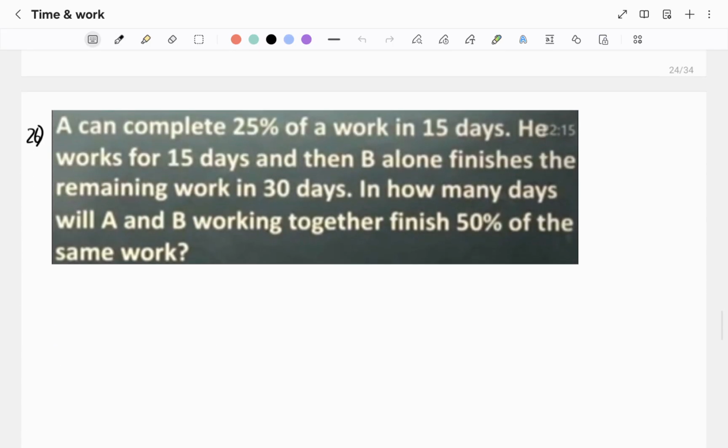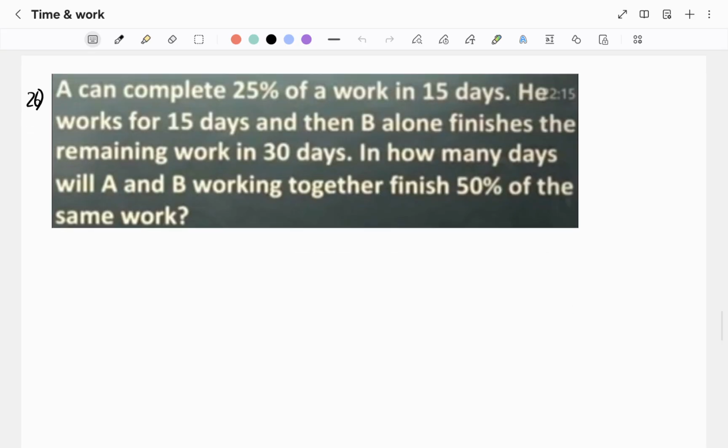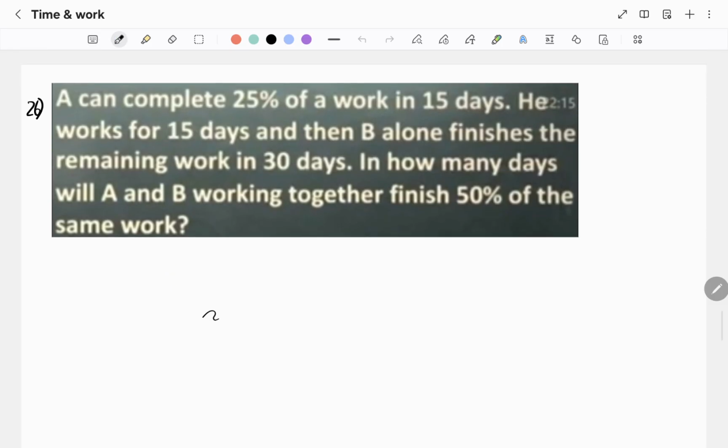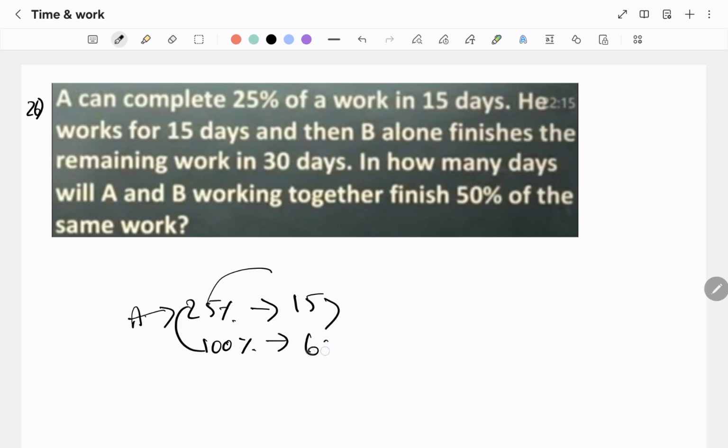Another question. A completes 25% of a work in 15 days. He works for 15 days and then B alone finishes the remaining work in 30 days. In how many days will A and B working together finish 50% of the work? So A completes 25% of the work in 15 days. Then 100% in 15 into 4, so 60 days.